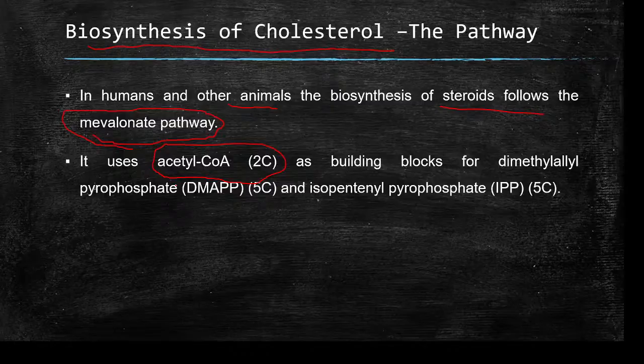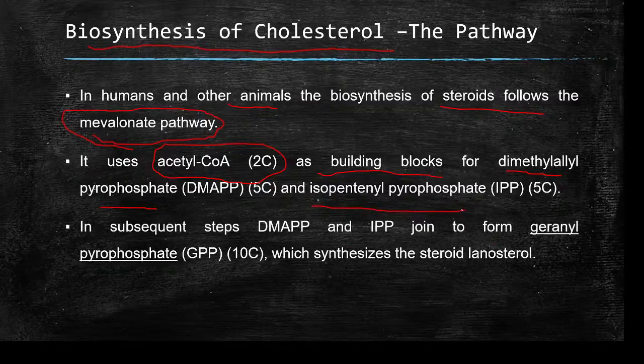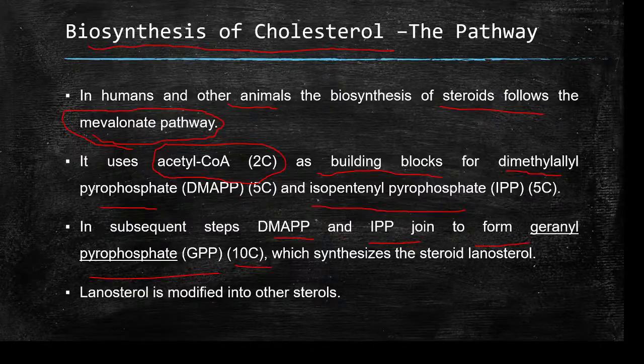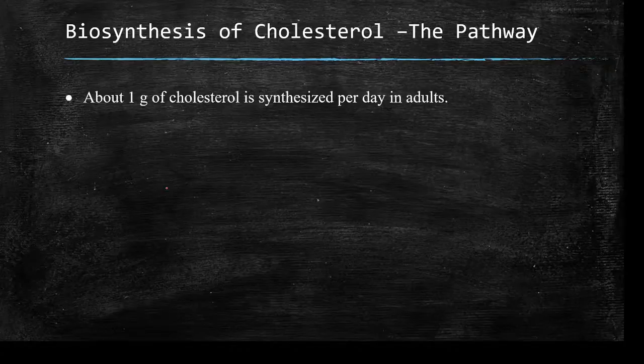We have been discussing acetyl-CoA since very long, from many previous classes. Again, this acts as a building block for isoprenoid units. We will look into those isoprenoid units. What are those isoprenoid units? They are dimethylallyl phosphate and isopentenyl pyrophosphate. These two combine and form a 15 carbon unit. Again that will combine and form a 30 carbon unit. In subsequent steps, these isoprenoid units join to form geranyl pyrophosphate, a 10 carbon unit. Again this combines to form a 15 carbon unit. Again that will combine to form a 30 carbon unit, the lanosterol, which is further converted to cholesterol. We will look in detail at this.